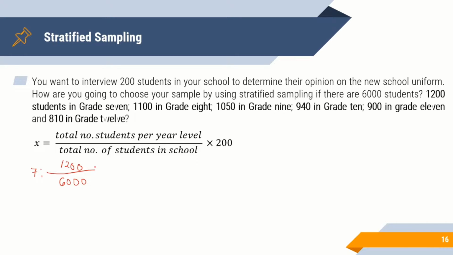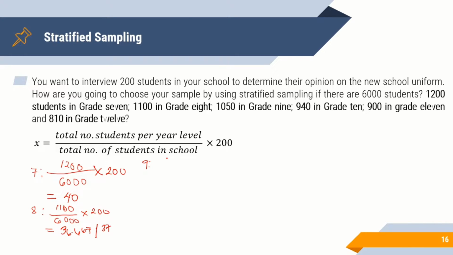Next, grade 8. We have 1,100 students. Then divided by the total number of students in school, 6,000, times 200, and it gives us an answer of 37. Now for grade 9, we have a total number of students in grade 9, which is 1,050, divided by the total number of students in school, which is 6,000. Then multiply by 200, and we get 35.